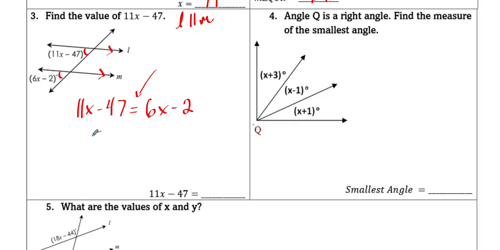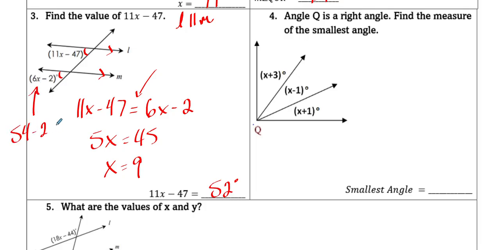So I'm going to combine like terms to either side and get that x is 9. I'm going to substitute that in. 99 minus 47 is 52. You can always just check to make sure that you did this right. If you substitute 9 in here, 54 minus 2 is also 52. These should be the same value because we know that they're congruent.